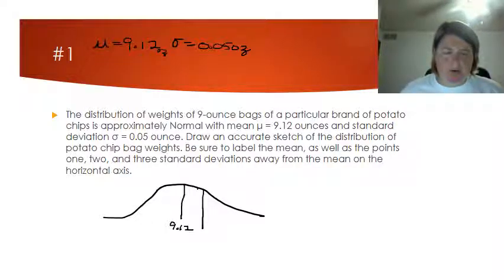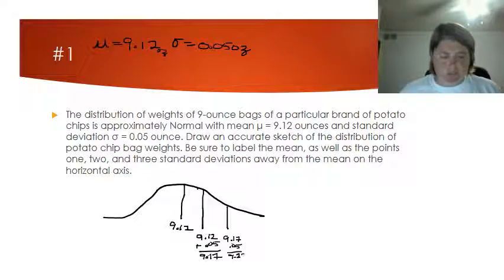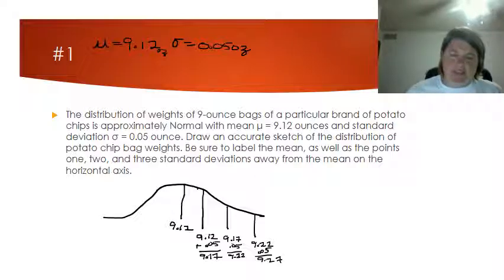So since we're going positive 1 standard deviation from the mean, we're going to add. At this point it's going to be 9.12 plus 0.05. See that we added 1 standard deviation? So this will be 9.17. And then if we go out one more, this will be 9.17 plus another standard deviation, which will be 9.22. And if we go one more standard deviation from the mean, this will be 9.22 and add 0.05 and we'll get 9.27. So all we do is just keep adding a standard deviation as we go.